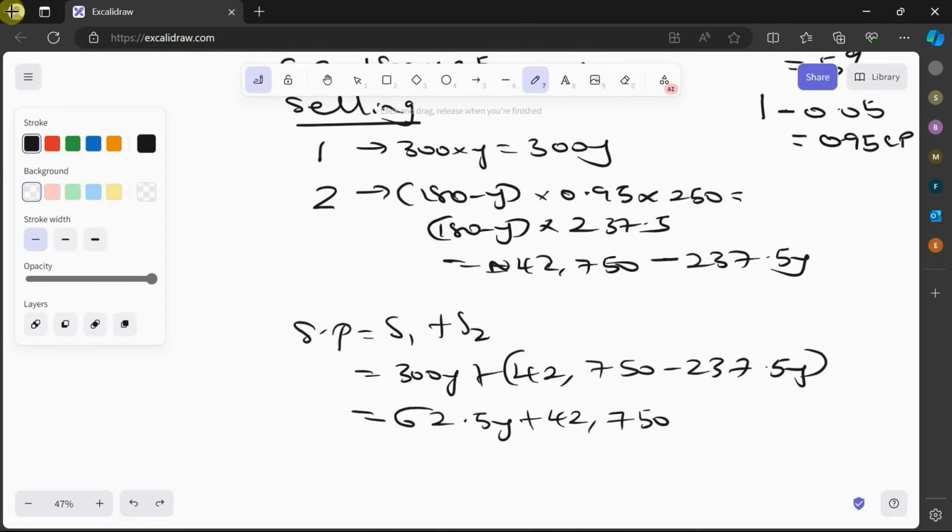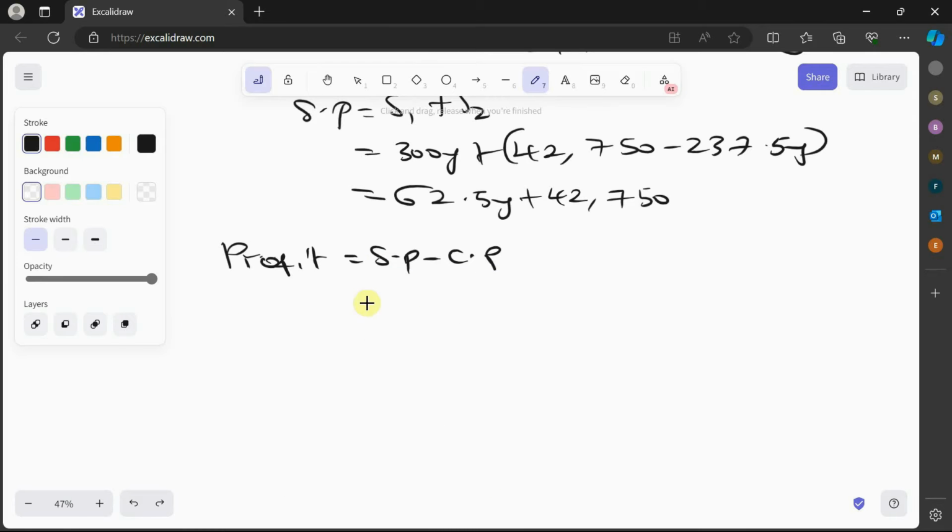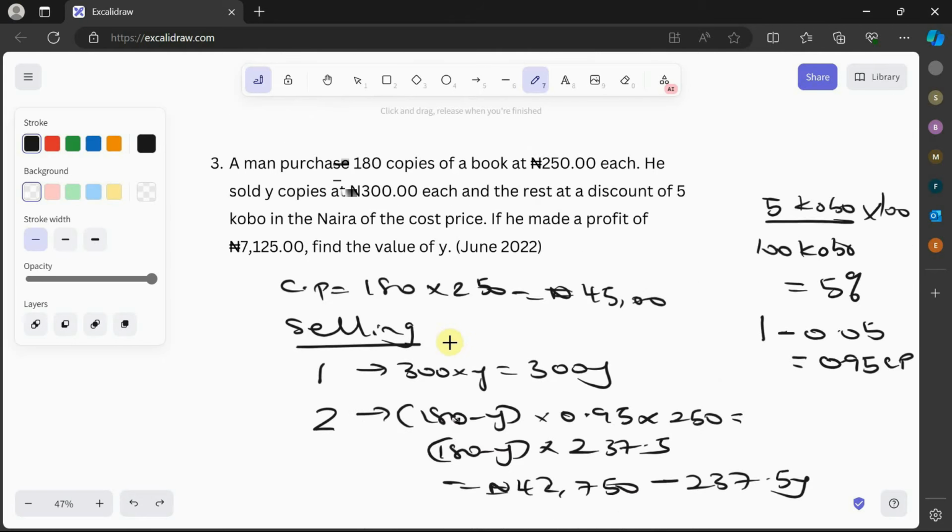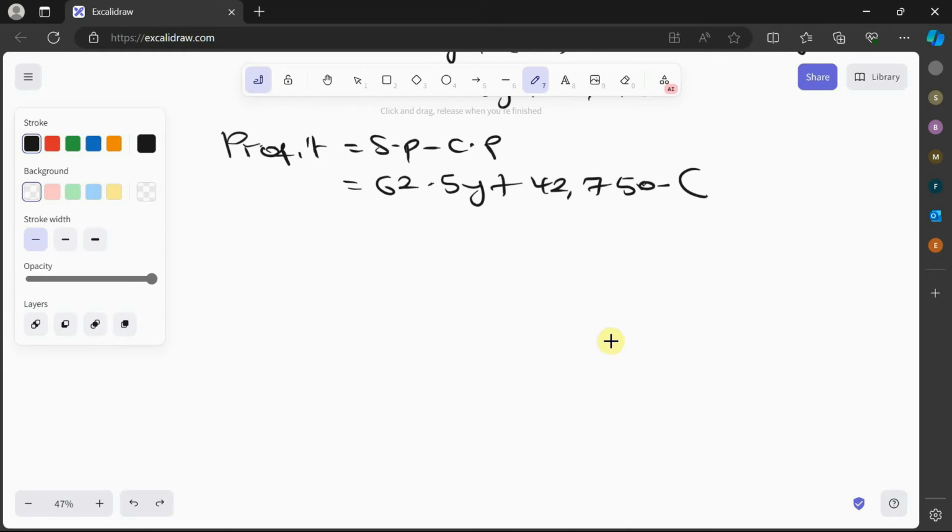Now it says that if you made a profit of 7,125 naira, find the value of y. So what do we know as the formula for profit? We know that profit is equal to selling price minus the cost price. The selling price here is 62.5y plus 42,750 minus the cost price. What is the cost price? 45,000 naira. So minus 45,000 naira. And the profit that they told us is what? 7,125.